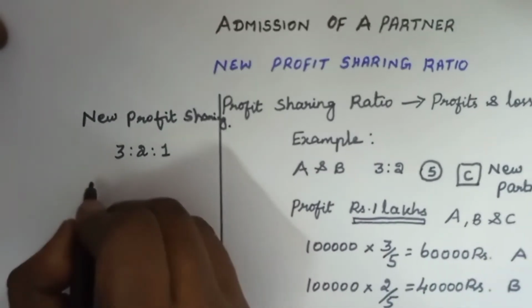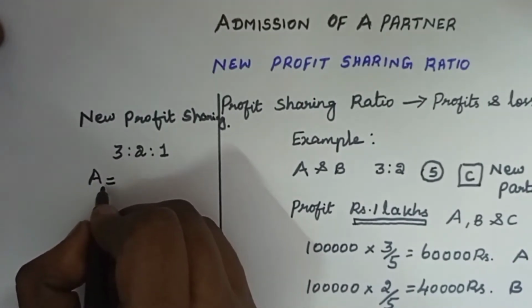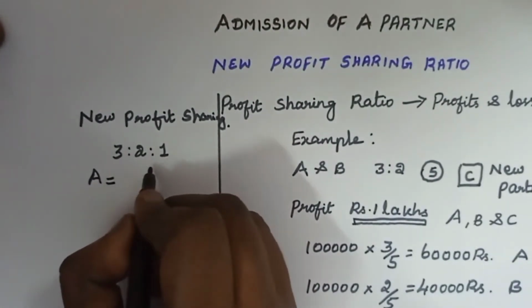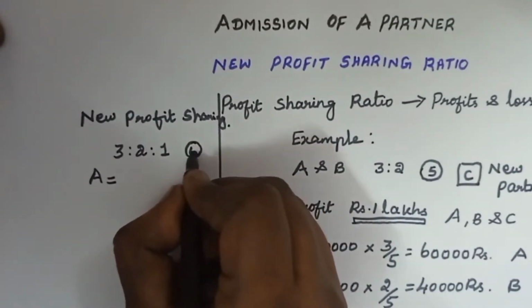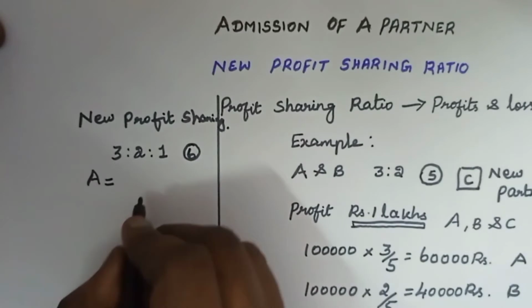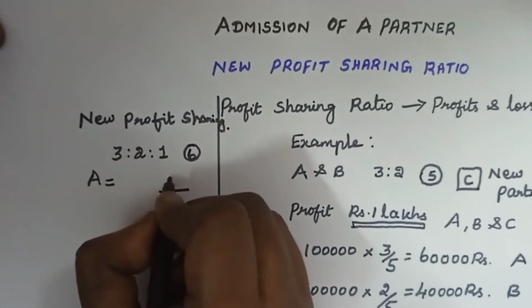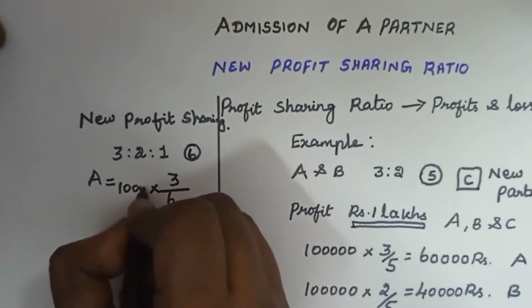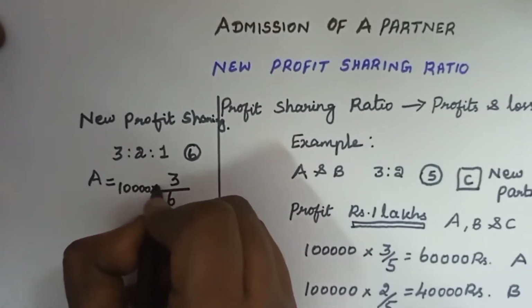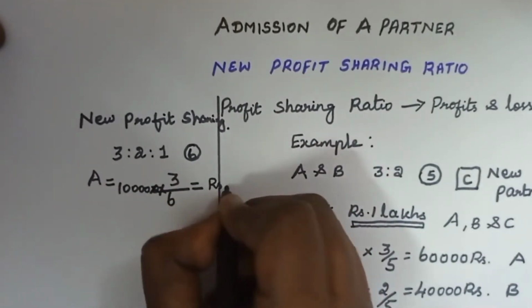First, we will calculate share of profit of partner A. The total proportion of the profit is 6. Out of the total share of 6, partner A's share is 3. 1 lakh into 3 divided by 6. We will get rupees 50,000.